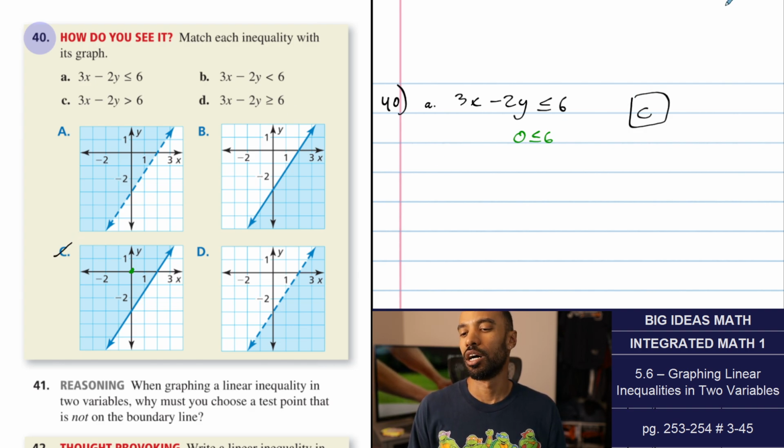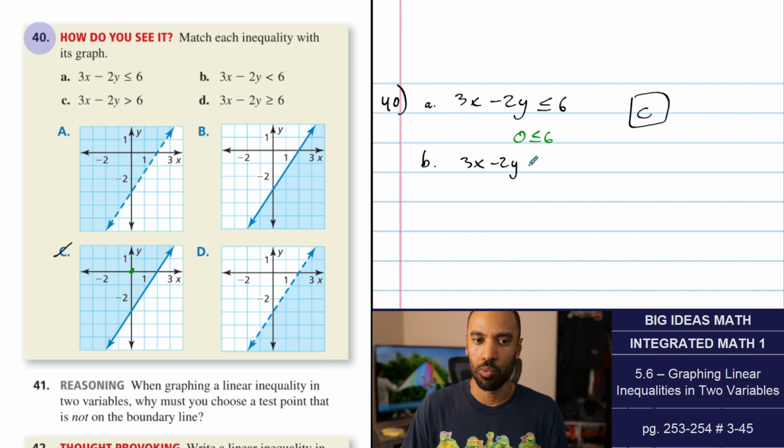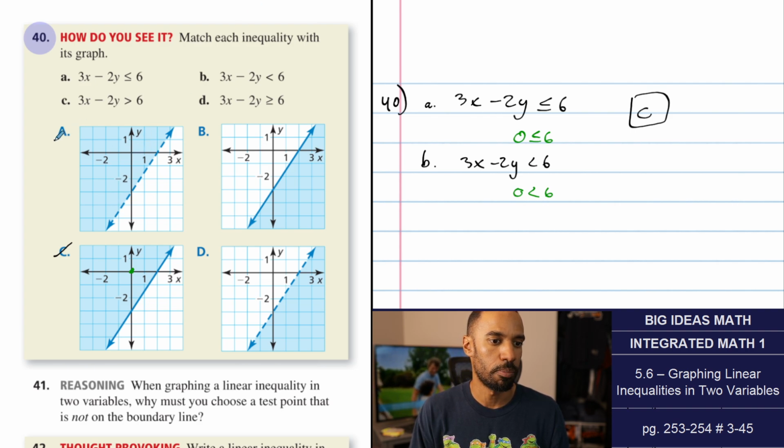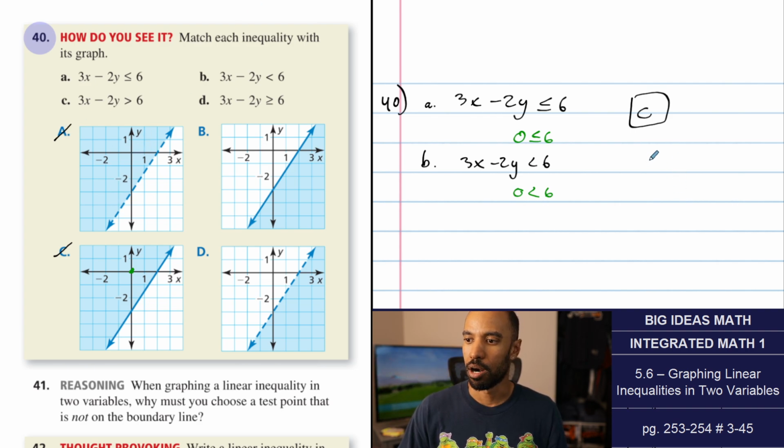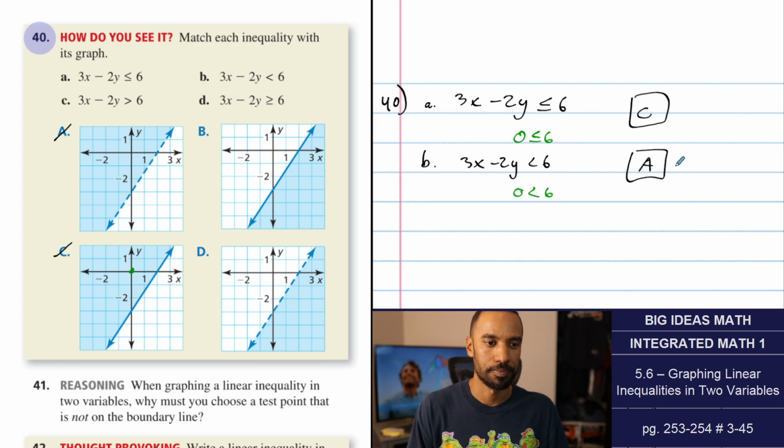Part B. Oh, my neck, my back. 3x minus 2y is less than 6. Now, 0 is also less than 6. That works out. The difference is this should be a dashed line. So we're going to look at A for that. 0, 0 is included, but a dashed line is there. So part B will be graph A.